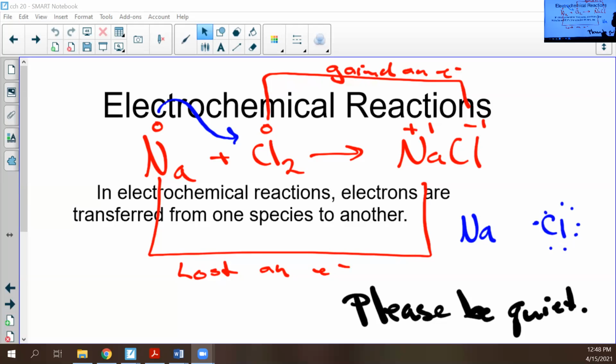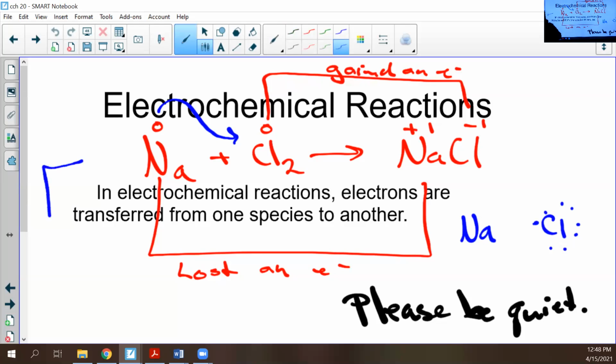Okay, here we go. We've done this part before. In electrochemical reactions, electrons are transferred from one species to another. This is oxidation reactions. Remember that part? Yeah. So this should be review. All right. So a simple example is when just a basic ionic compound is formed. You have sodium, which is a loser because it's a metal. It loses an electron to chlorine, who takes it because it's a non-metal.